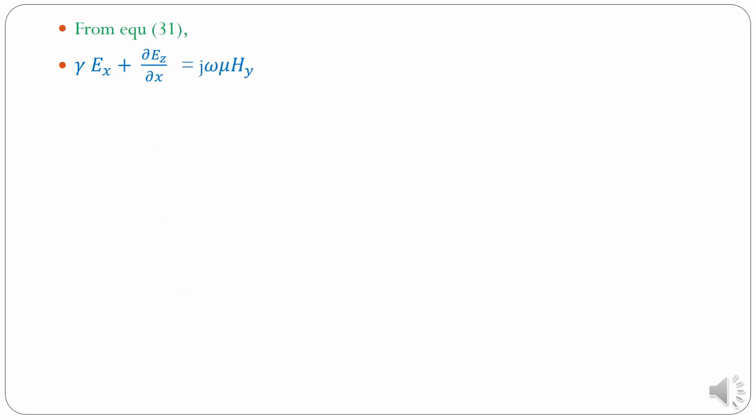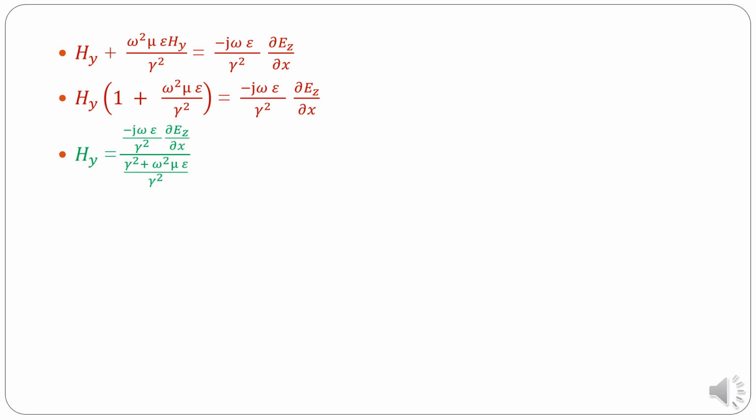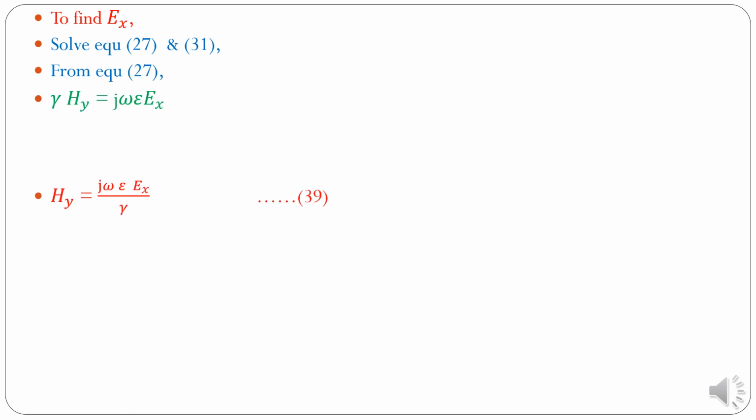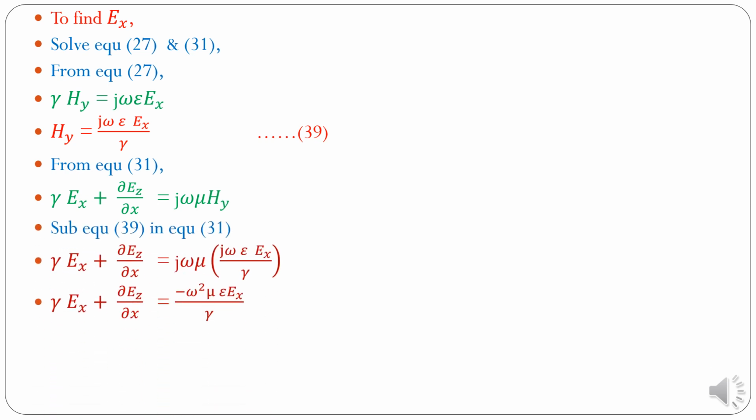So from this value we can calculate most of the electric field components with respect to the magnetic field components. So you will get the magnetic field in x direction, magnetic field in y direction, electric field in x direction and electric field in y direction. From this you will find out the value of Ex. Substitute the value of Hy, you will get j omega epsilon Ex by gamma. So gamma Ex plus dou Ez by dou x equals gamma Hy. From this we are going to calculate the value of Ex.